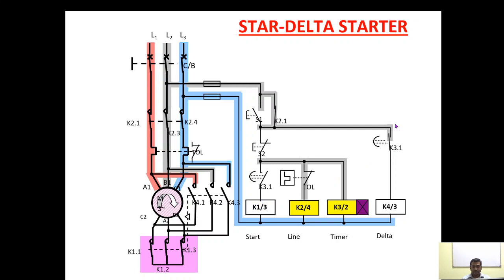So when you close the delta contactor, star contactor is de-energized automatically. Now the terminals are connected in delta. Motor is receiving full supply voltage. Usually what happens is when the motor is started in star, after attaining 80% of the normal speed, it is thrown in the delta connection. So this is all about star delta starter.